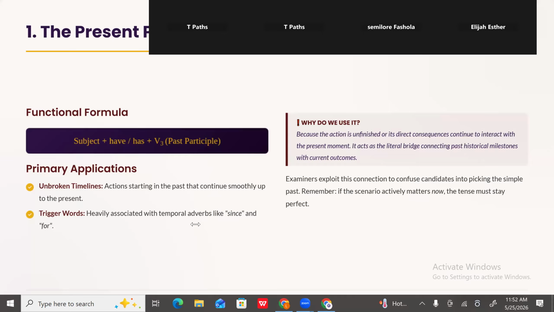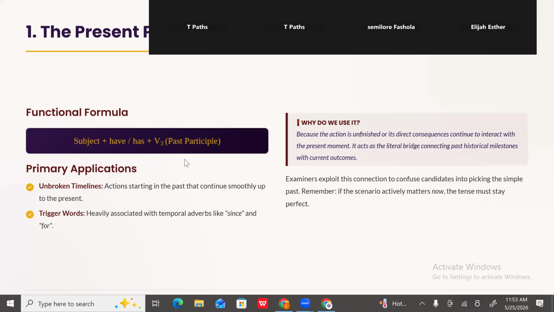She has visited. No, you can use they. Let's use they now. They have visited the Eiffel Tower. They have visited the Eiffel Tower.